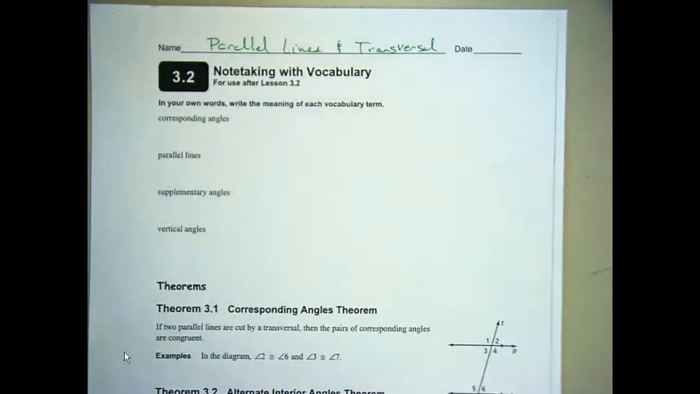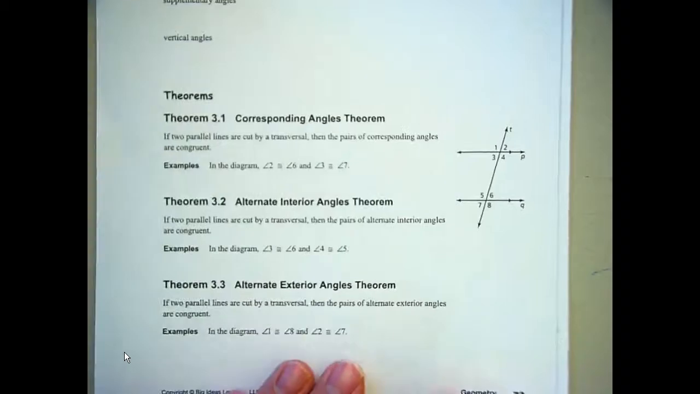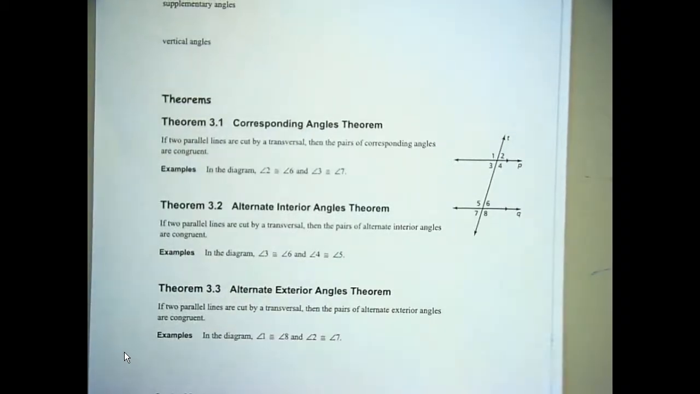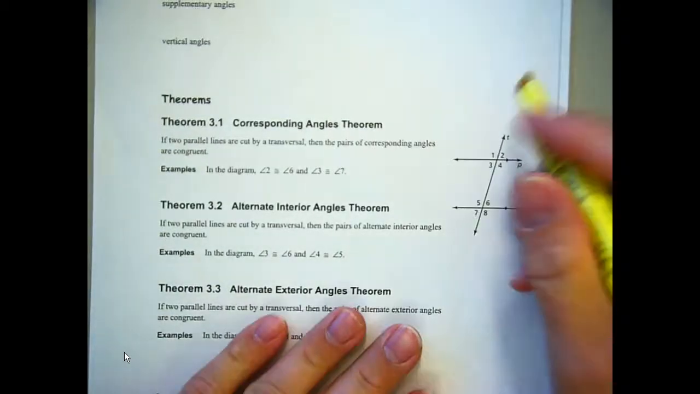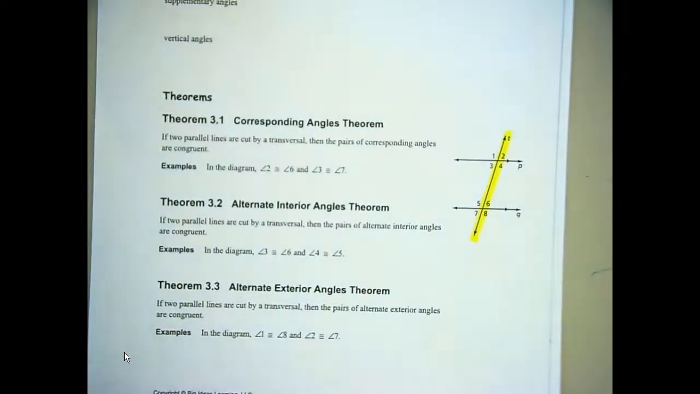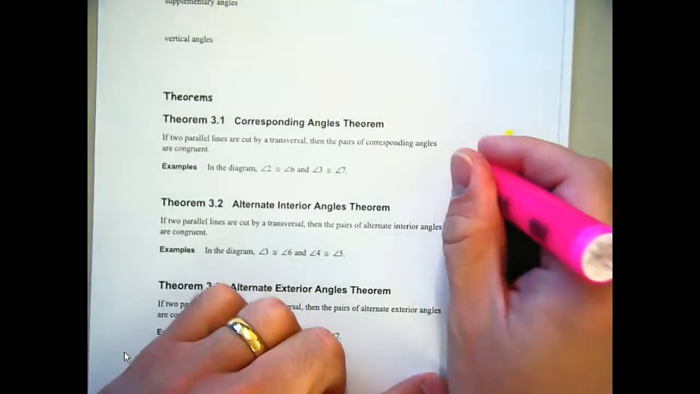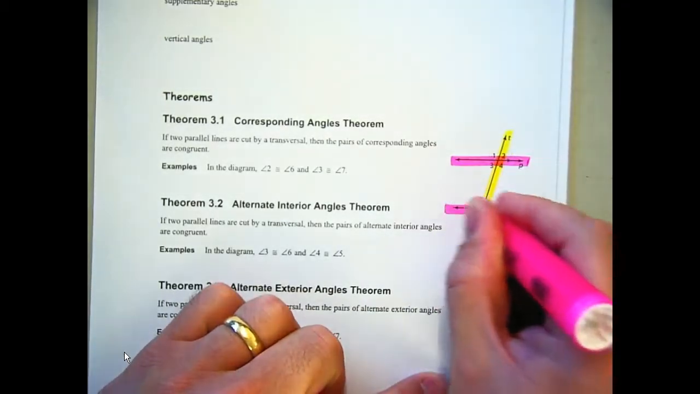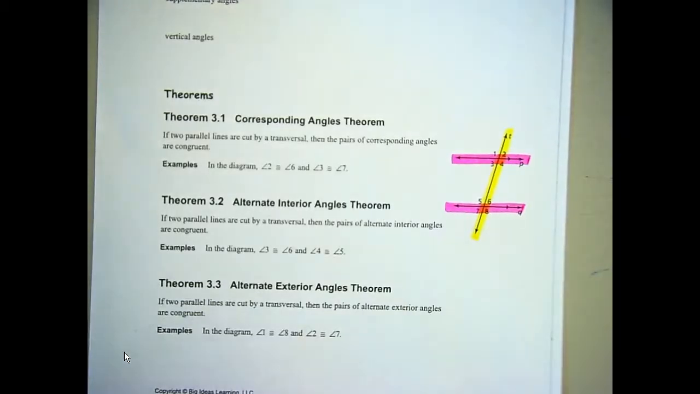Okay, transversal. So if I'm using the picture down here on page 73, this is my transversal. It's a line that intersects two other lines. And if those two other lines that the transversal intersects are parallel, like P and Q are here, then the angles formed by the intersection of that transversal with those two parallel lines have special properties.